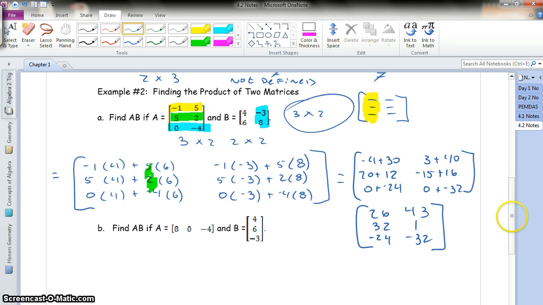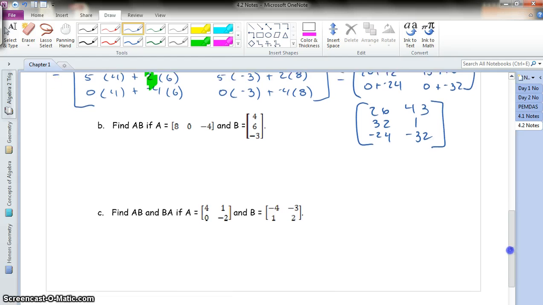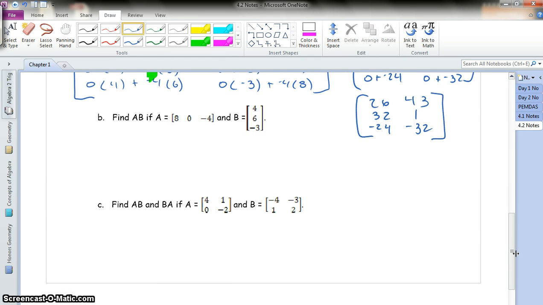Alright, let's try another one together. So now I have a matrix A is a 1 by 3 and matrix B is a 3 by 1. Alright, well our middle dimensions match. Therefore, my resulting matrix will be a 1 by 1. Alright, so we're only going to have one entry in my resulting matrix.